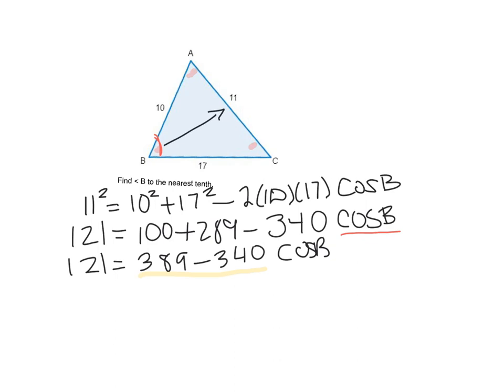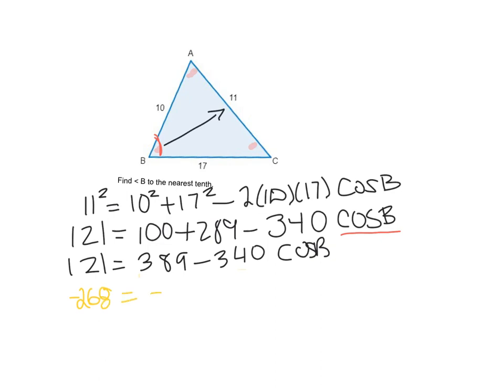Order of operations tells me to multiply before I do the adding and subtracting, so you don't want to put those two together. That will totally mess it up, and that's usually what people do, and that's when you get errors. So what I'm going to do instead is bring the 389 over to the other side. So that's going to give me negative 268.